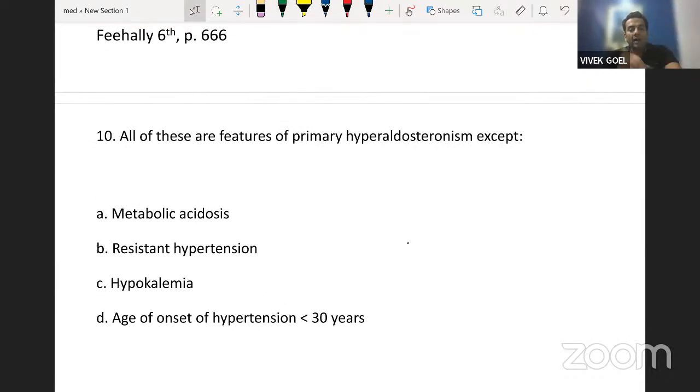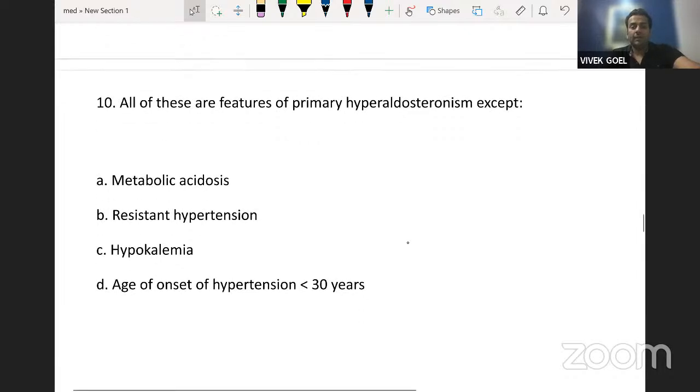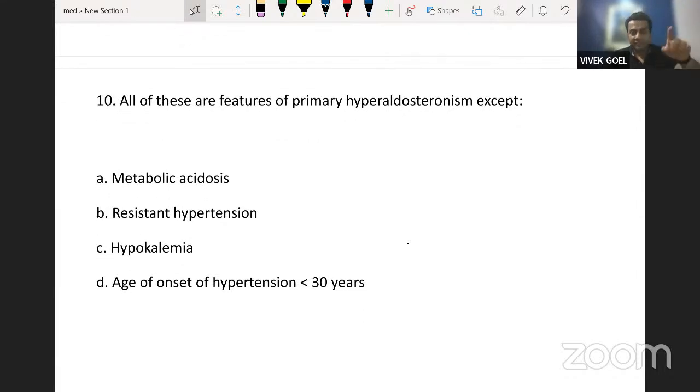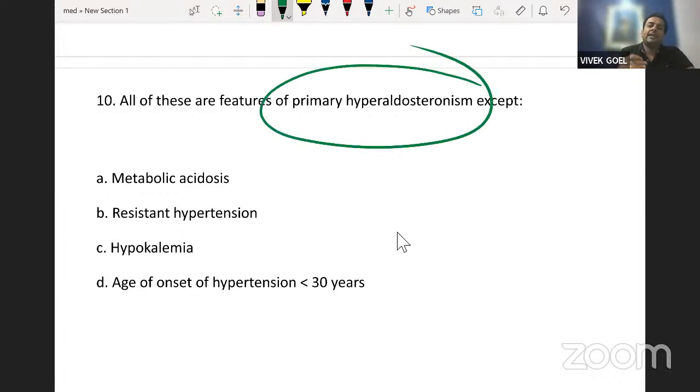Now, all are features of primary hyperaldosteronism except. So we did say something about Conn syndrome also. Basically, primary hyperaldosteronism is overproduction of aldosterone from the adrenal gland. It could be due to bilateral adrenal hyperplasia, or it could be due to an adrenal adenoma, which is known as Conn's syndrome. So when there is overproduction of aldosterone, it leads to what?